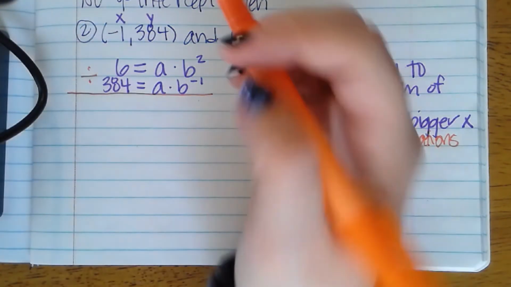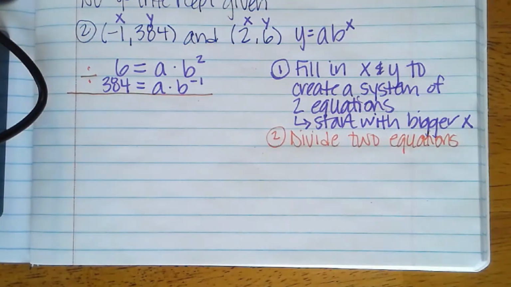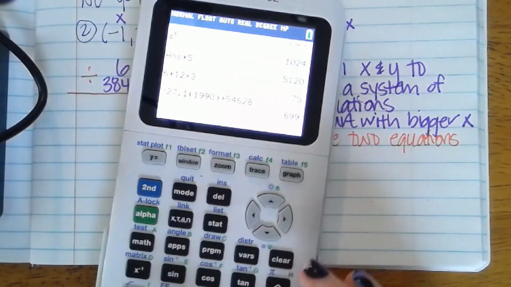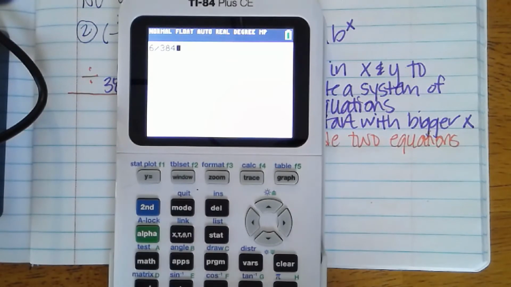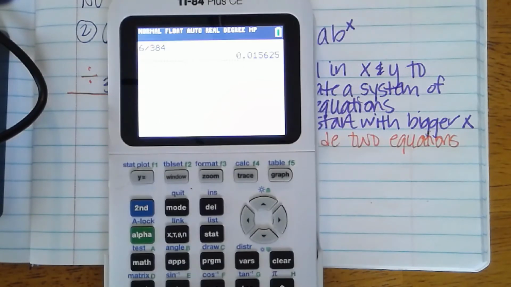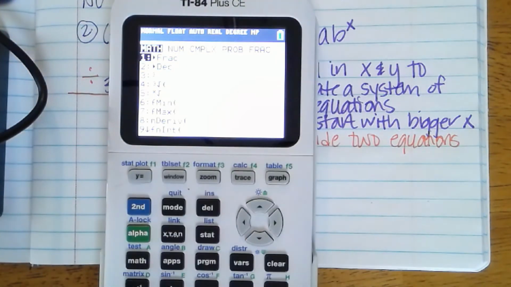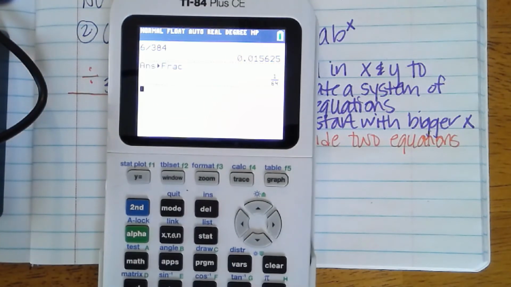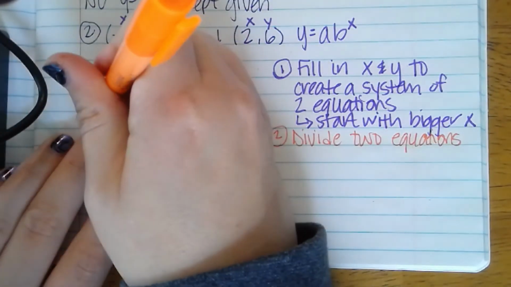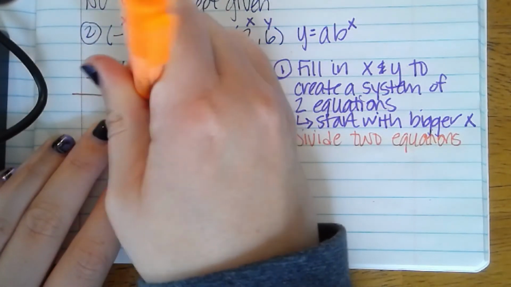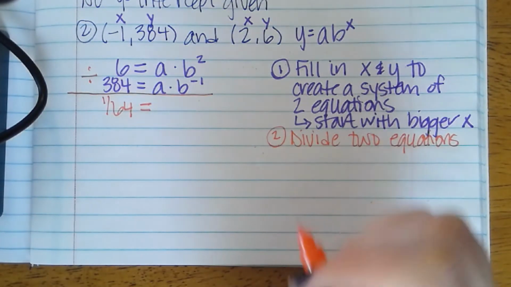Okay, so in your calculator, you can do 6 divided by 384. And let me show you how that works. So we have 6 divided by 384, which gives us a decimal. If we go into math, and then that arrow fraction means turn our answer into a fraction. So our fraction is 1/64. When we're working with exponential equations, I would highly recommend always trying to get your fraction. That way you're not rounding.